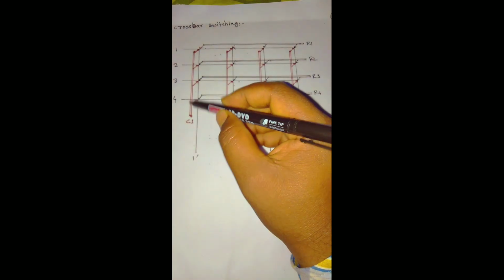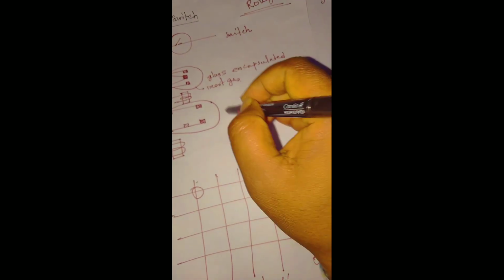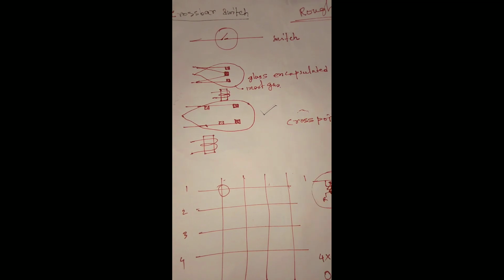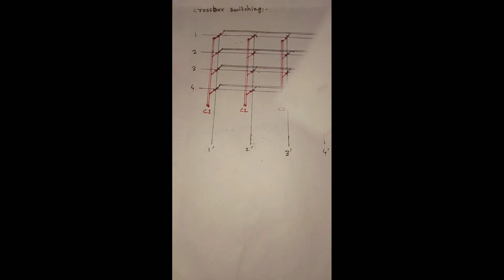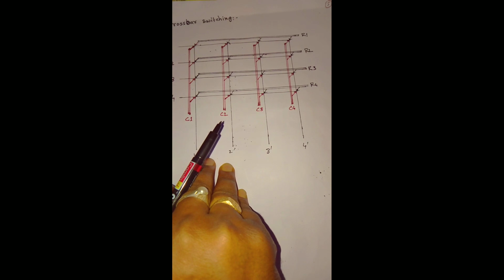So these are the column control lines, and these are the row control lines. Each and every cross point will look like this. This is basically called a crossbar switch.